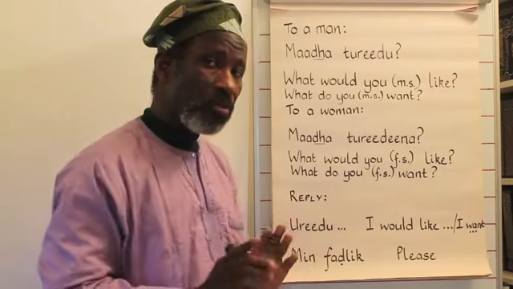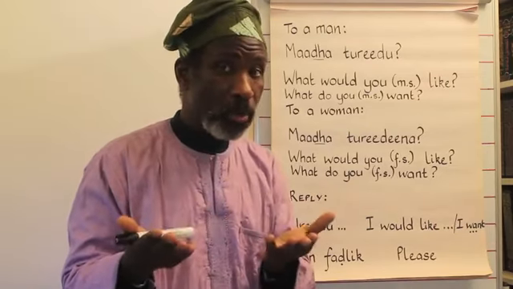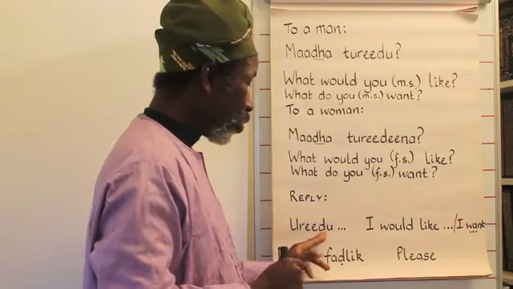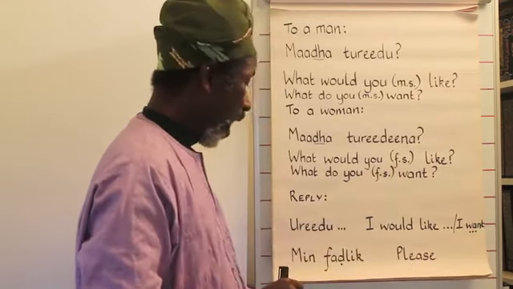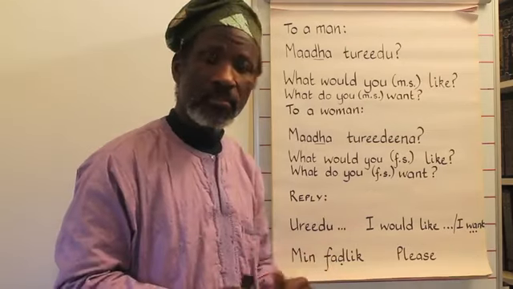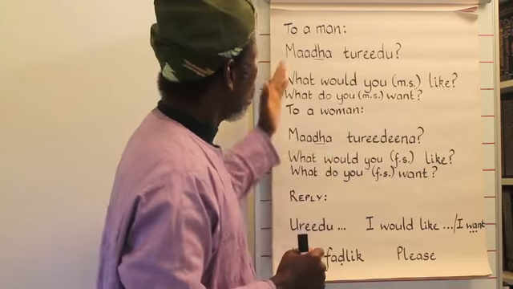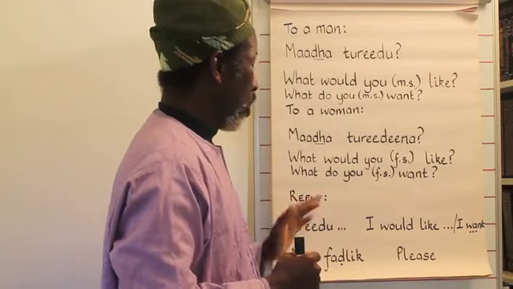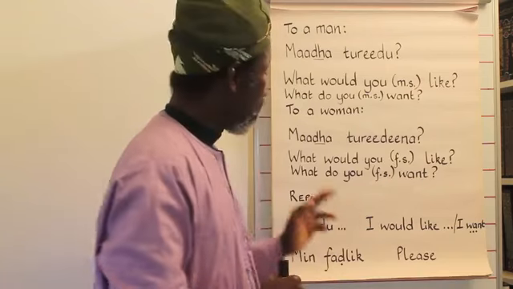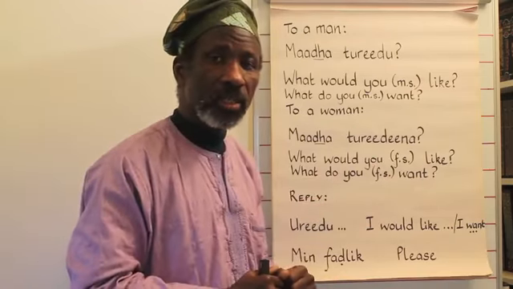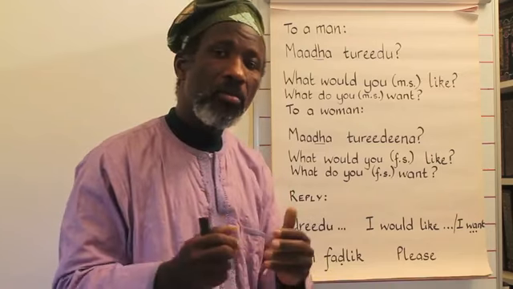Reply, no gender involved. Uridu, just as you said before, uhibbu. Here, uridu, I would like or I want. And then min fadlik, please. ماذا تريد؟ أريد الشاي من فضلك. ماذا تريدين؟ أريد قهوة عربية من فضلك.